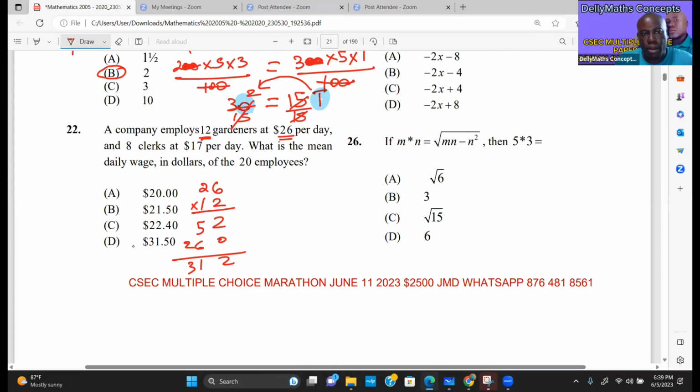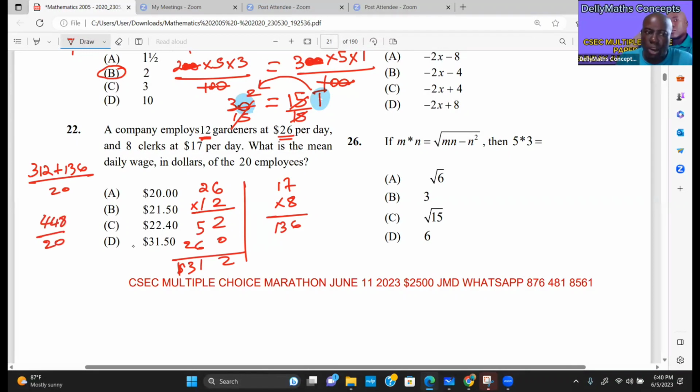So for the gardeners, this is the amount of money. Now let us look for the clerks. You want to multiply 17 times 8, because there are 8 of them and they each get $17. This is 136. If you want to know the mean wage, you add up the total wage: 312 plus 136, which gives 448, and you divide that by how many of them there are. It's 20. So you're talking about 448 divided by 20.